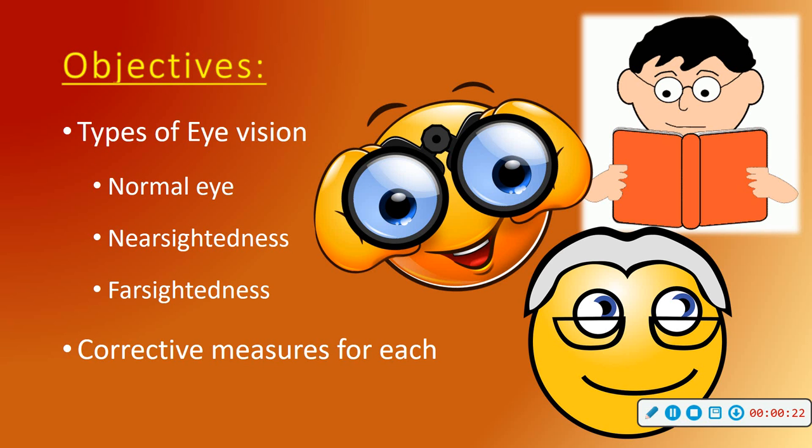So the objectives of this is talking about the three types of eyes. You have the normal eye, meaning everything is functioning properly, nearsightedness, and farsightedness, and again, how we can correct issues for each kind of person.